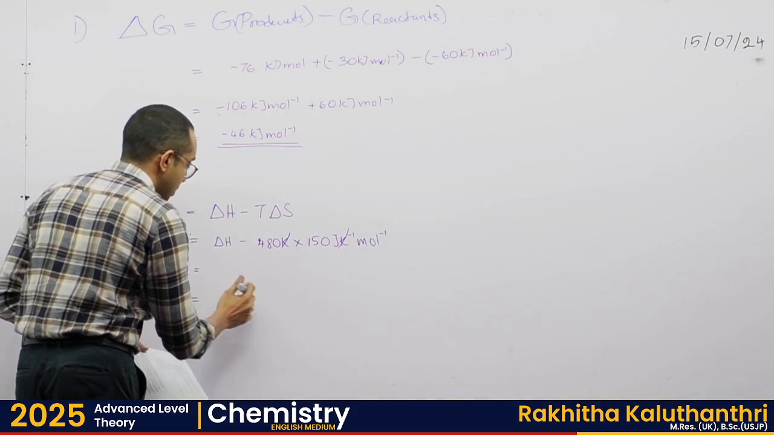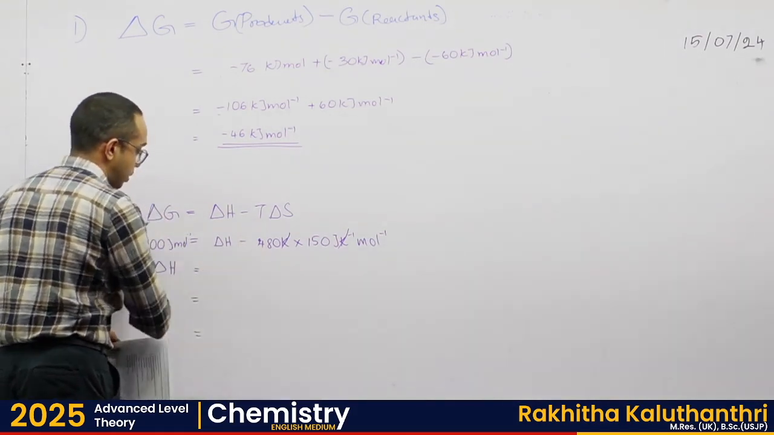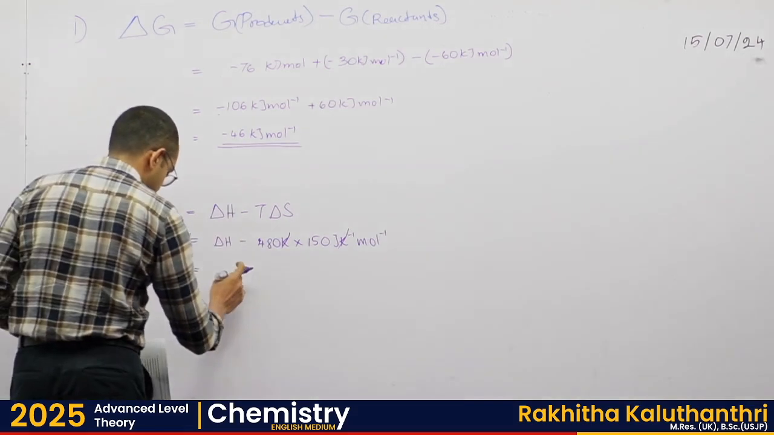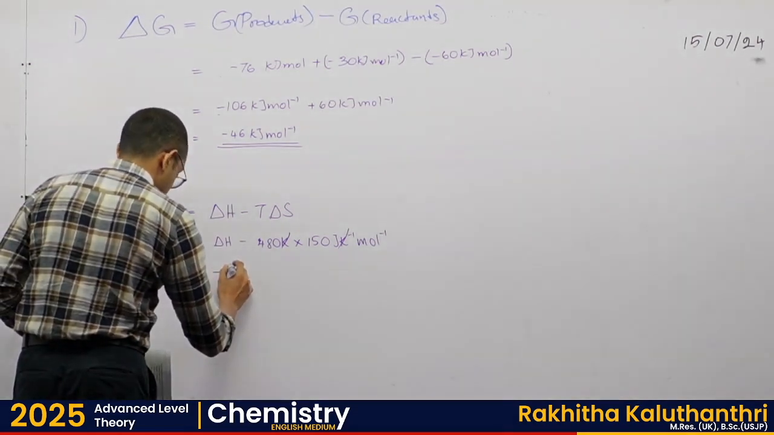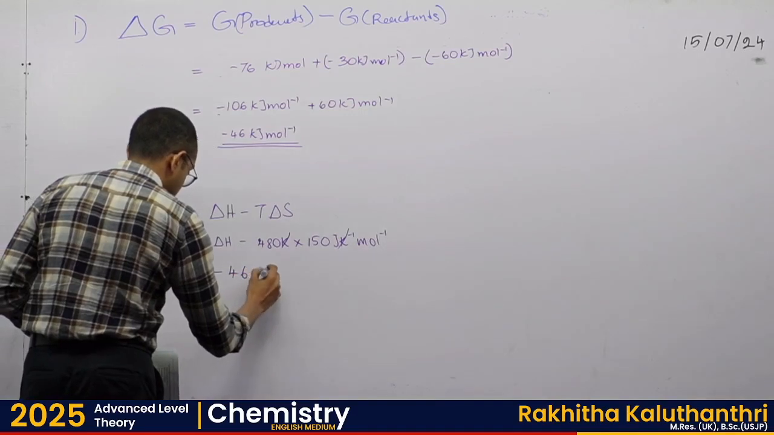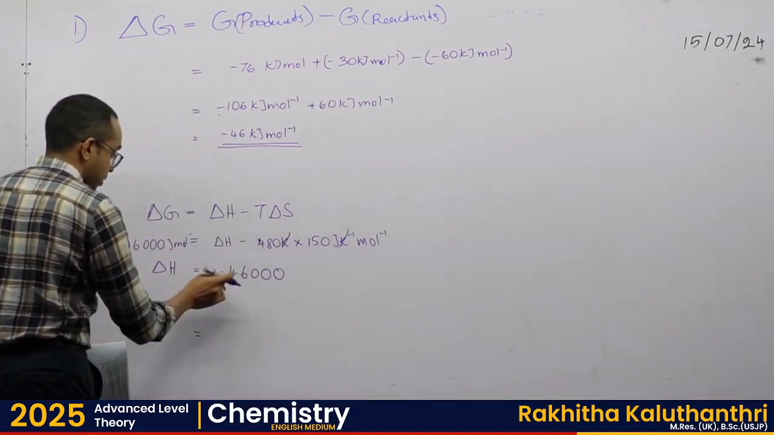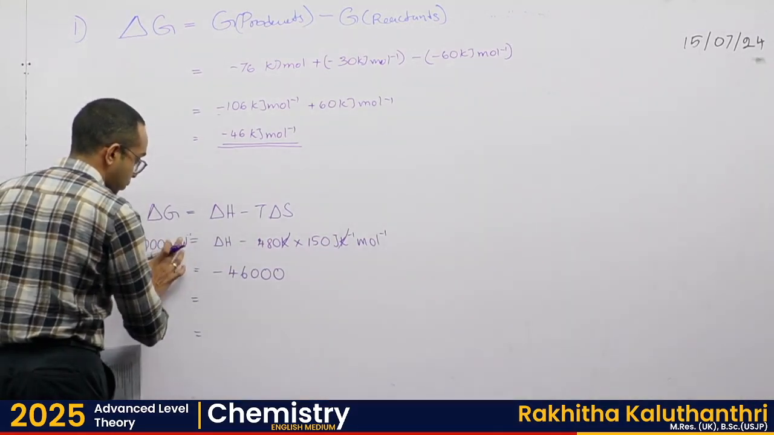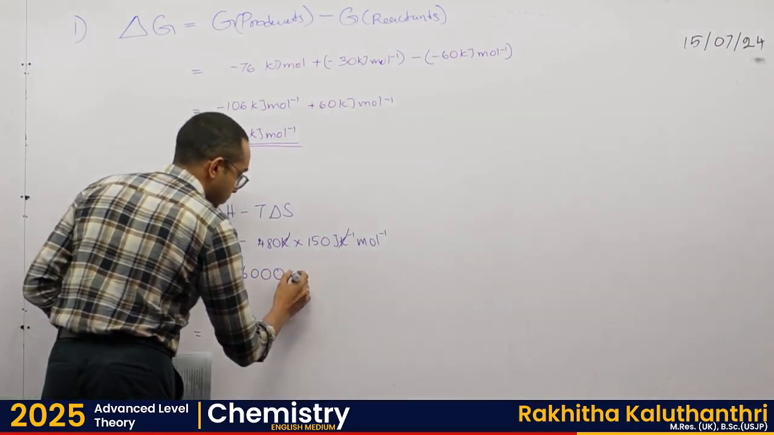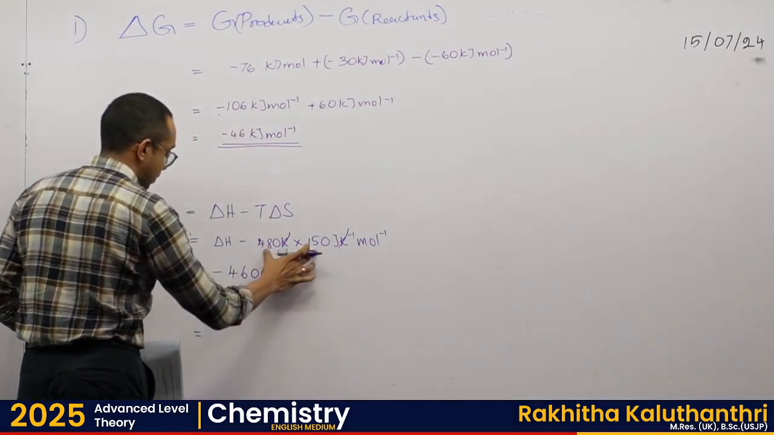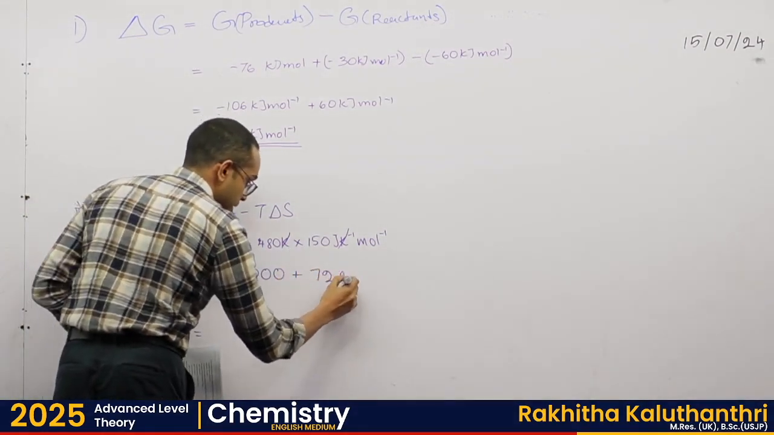So at that point, students, when you are sending this thing to the other side, we have minus 46,000, and when you are bringing minus 46,000 and this to the other side, this will be positive. What was the value you got here? 72,000.